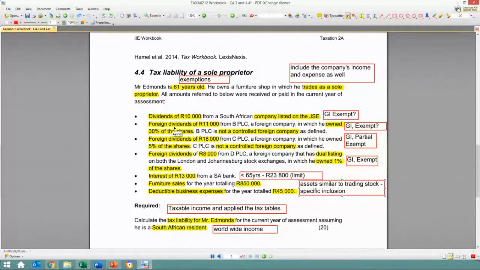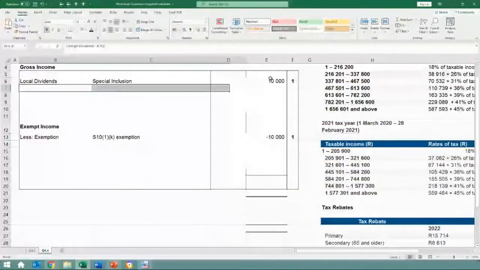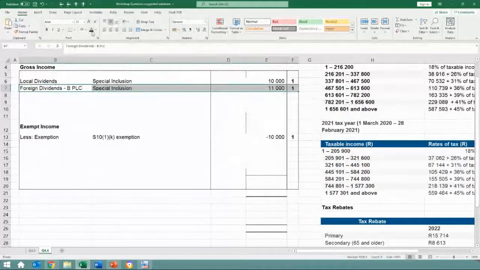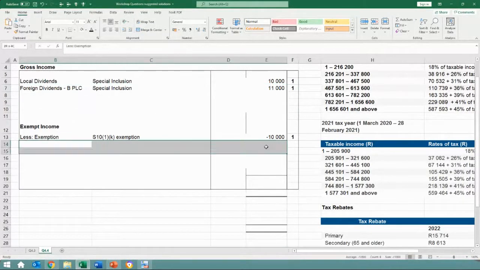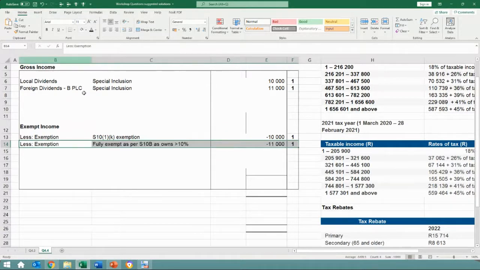Now we said we have to include it in our gross income because of the fact that we are a South African resident, so we are taxed on our worldwide income, but we own 30% of the shares. Now we said based on the rules, if we own 30% of the shares, it's more than the 10%, so we would get a full exemption in terms of section 10B. Because of the fact that we own more than 10%, the full 11,000 would be exempt.